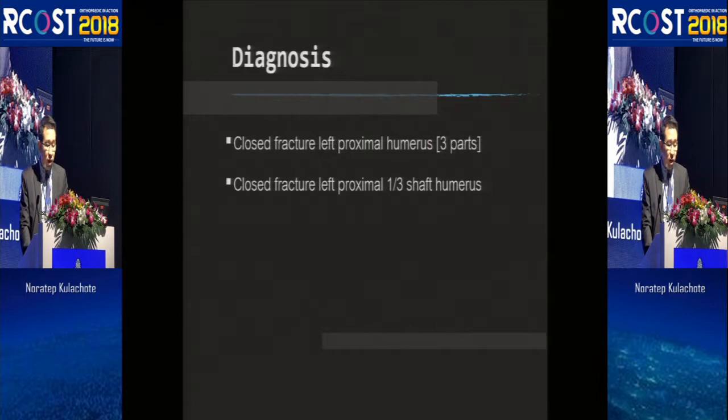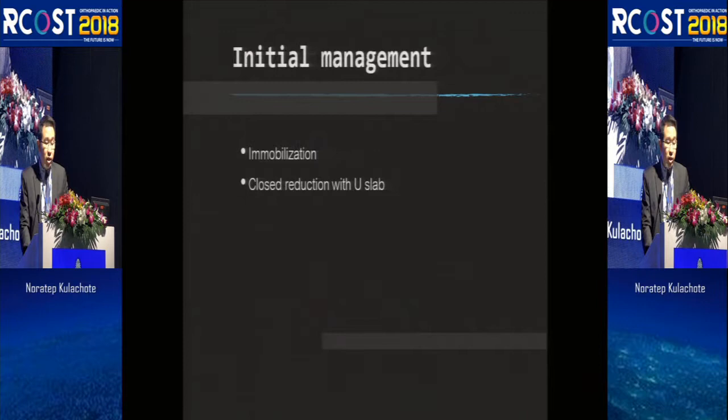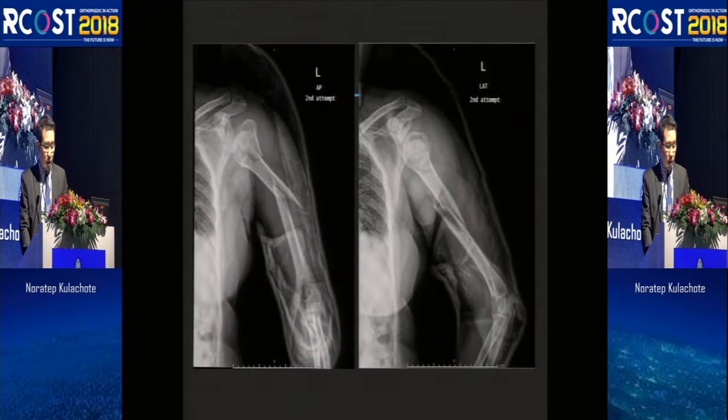After I saw this case, I thought of the neck shaft fractures of the femur because the fracture pattern is almost the same. For the initial management, I immobilized and applied the U-slab. And the alignment after reduction is almost the same. So this is a surgical case for sure.